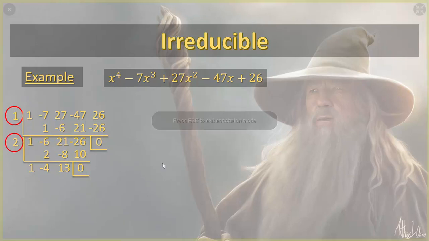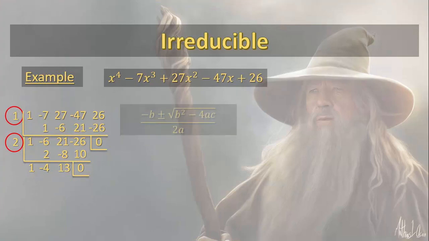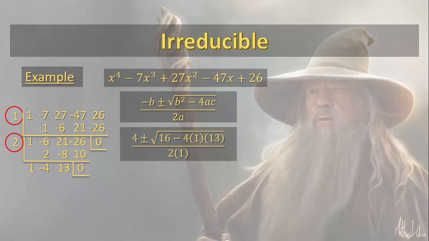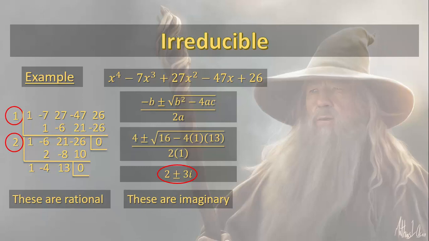Yeah, that's a bit of a mistake right there. This should be 26, not 10. Don't know where the 10 came from, but that gives us another rational zero. And now we have to see if that's factorable. Ooh, it's not. We got to use the quadratic. Oh, and not only is it not rational, it's not even real. So we have those rationals, those imaginaries.